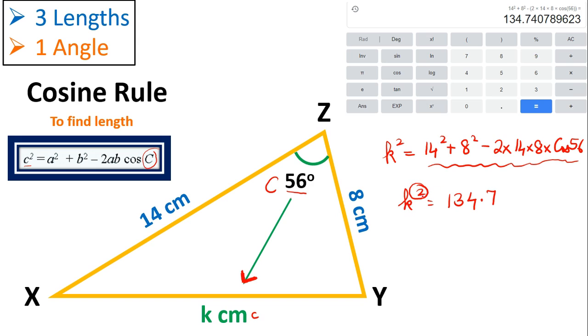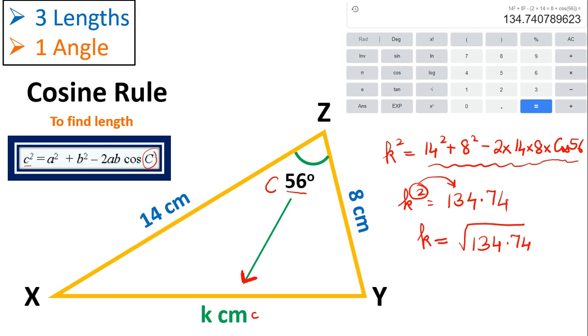So in order to find my actual k value, I would need to take the square to the other side. And when you take your square to the other side, as discussed way before in our videos, it turns into a square root. So I have the square root of 134.74, let me just write 7 4 there.